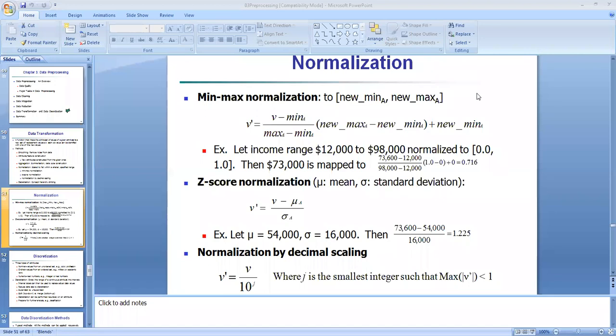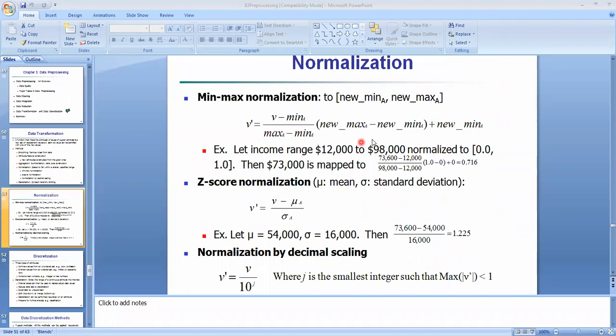For example, we have a new minimum value of A and a new maximum value of A. We have a formula there like this: v dash equals (v minus minimum A) divided by (maximum A minus minimum A), into (new max A minus new min A), plus new min A. This is the formula for min-max normalization.